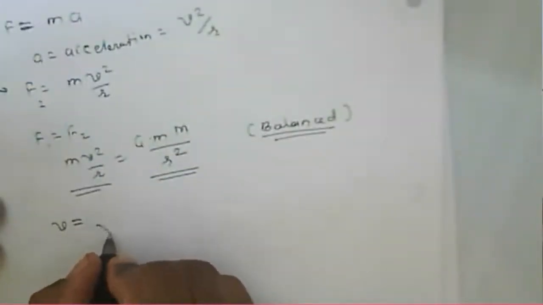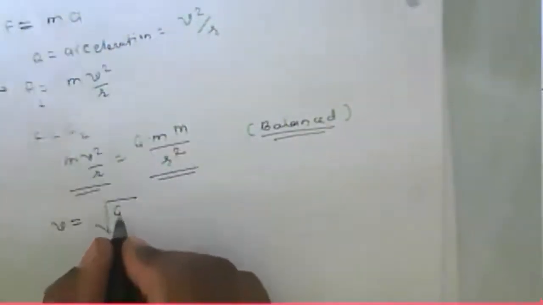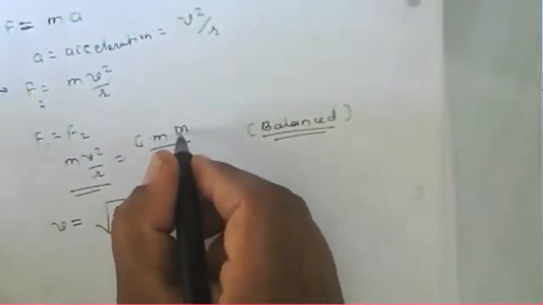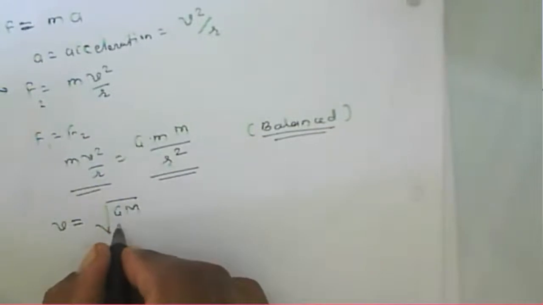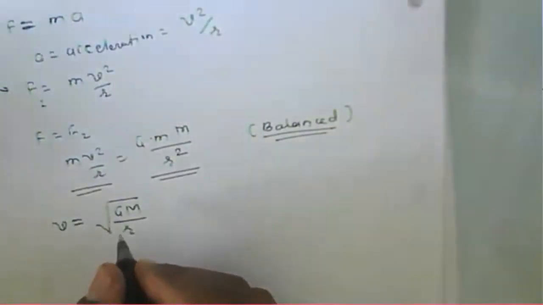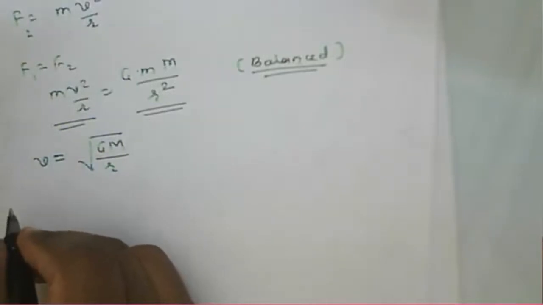If we solve further, we get the equation of the velocity. The G, gravitational constant, and the small m get cancelled, so we have capital M, and only one R is left, so v is equal to the square root of G capital M divided by R. This one is the equation of the velocity of a satellite.